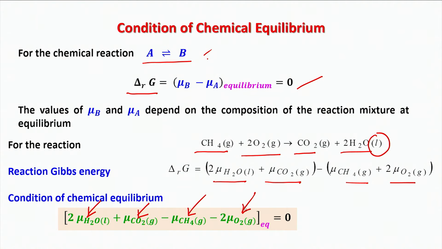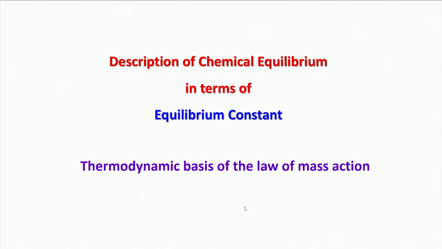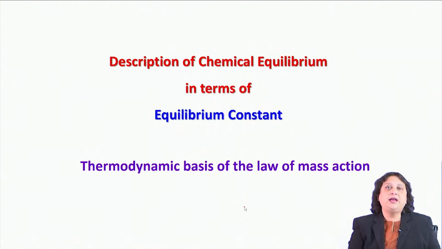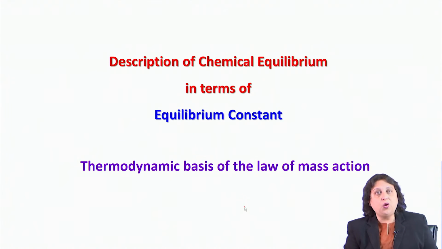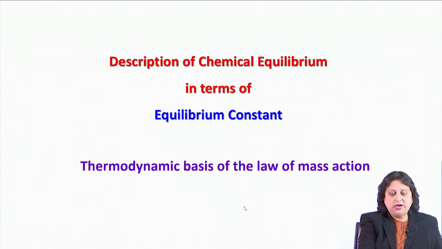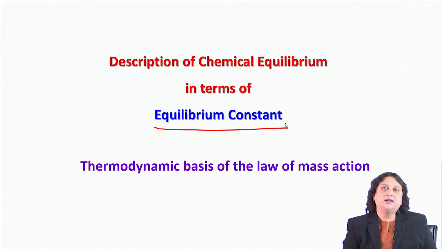But once again, let me highlight that calculation of mu for an interacting system is not easy. So let us see how we can derive this chemical equilibrium condition in terms of something more useful. That brings us to the discussion of the thermodynamic basis of the law of mass action, where we generalize the concepts that we have discussed so far to introduce what is known as an equilibrium constant.